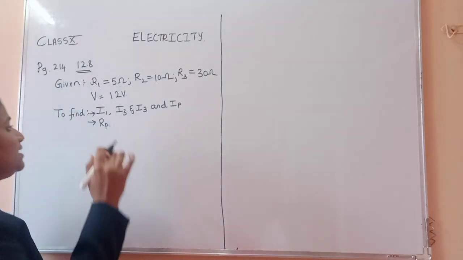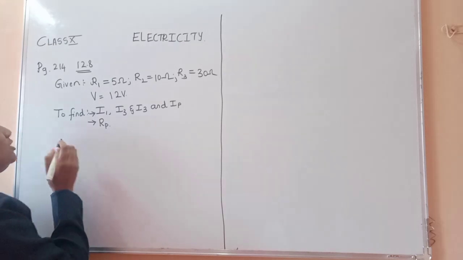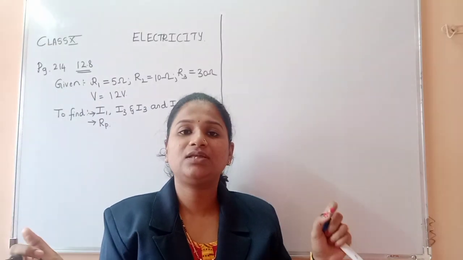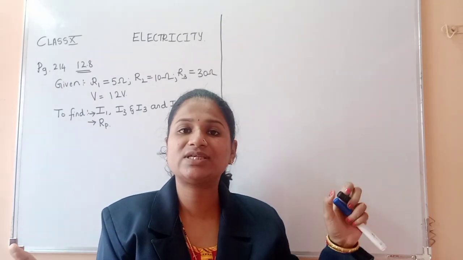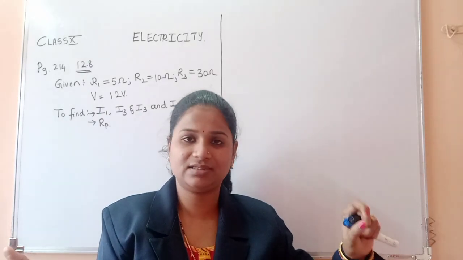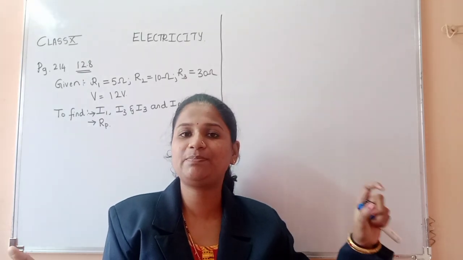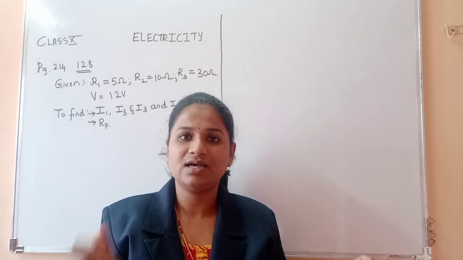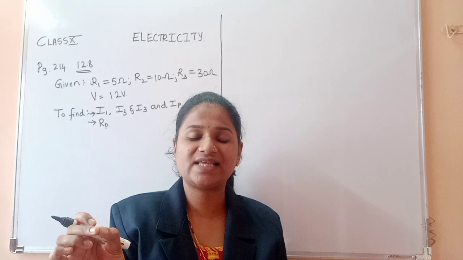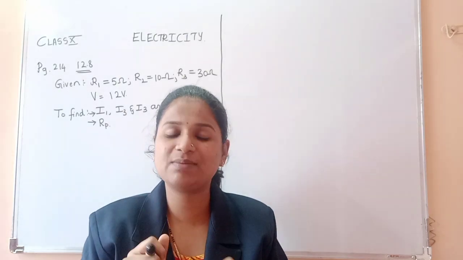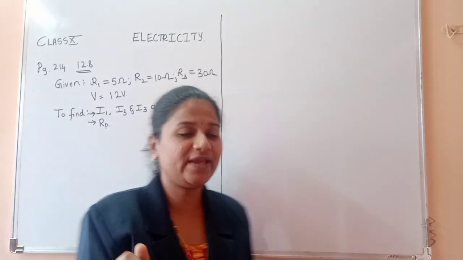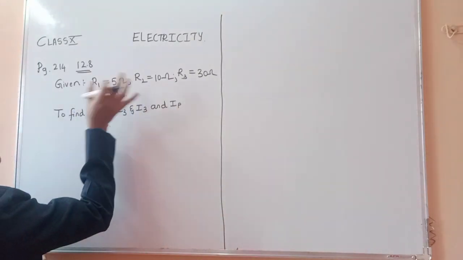So first let us concentrate on I1, guys. We know that when the resistors are connected in parallel, the total current will be equal to the sum of the currents passing through each resistor. The current will be changing, but the voltage, or we can say the potential difference, remains the same in parallel combination. So this we have to keep in mind. Now let us calculate I1.